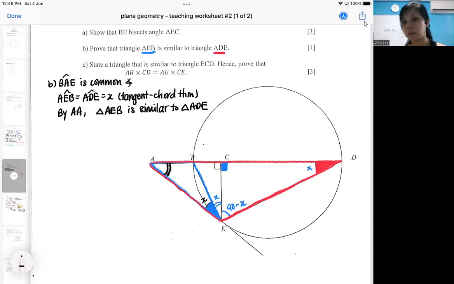Okay, so the end of part B, before you proceed, before you do anything, think about the ratio first. Okay, so think about the ratio. So I'm just going to write out the ratio first, because I know that subsequently I might need to use it in part C.